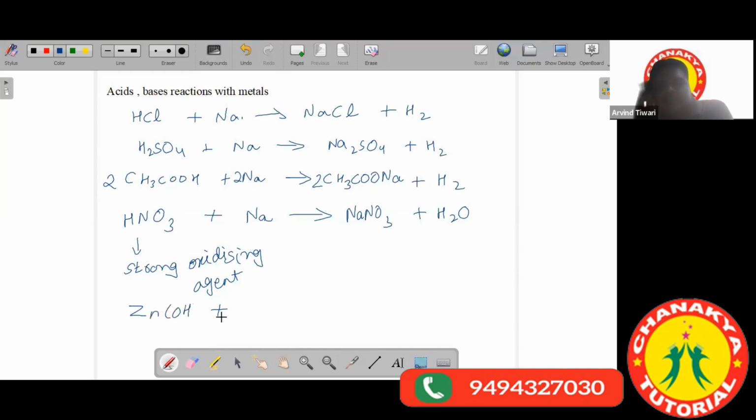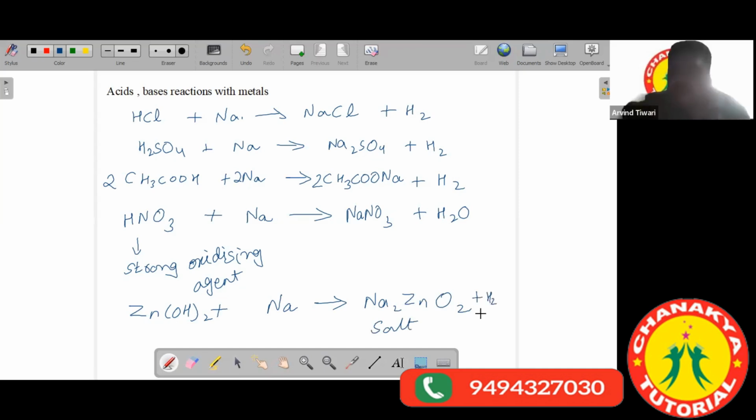We have a base, zinc hydroxide, and it reacts with the metal sodium. Zinc hydroxide is an amphoteric hydroxide. Amphoteric means it sometimes shows acidic behavior and sometimes it can show basic behavior also. So zinc hydroxide reacts with sodium to give sodium zincate, Na2ZnO2.